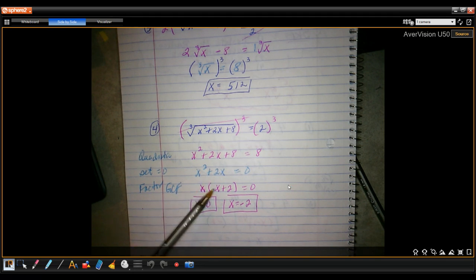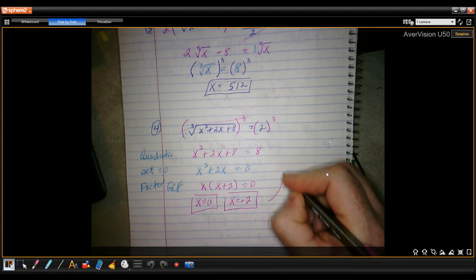So I factor out the x, and I'm left with these two factors, which coincides with the square, which means there should be two solutions, so there's two x's. Well, x equals 0, and then x plus 2, so x equals negative 2. So it is possible to have two answers.